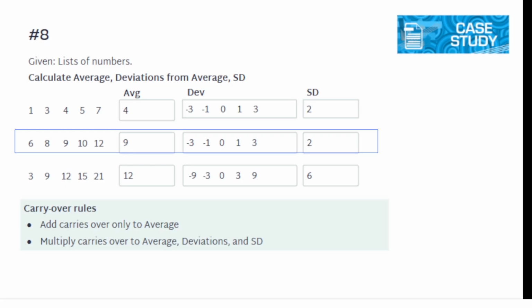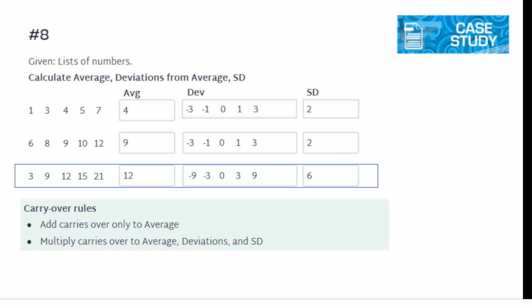So the RMS size of the deviations from the average, if you do the math, you square each of them, you take the average of all the squares, and then you take the square root. The answer is the standard deviation. Again, it's 2. Next list of numbers: 3, 9, 12, 15, 21. If you do the math, the average is 12. You sum them up, you divide by 5.